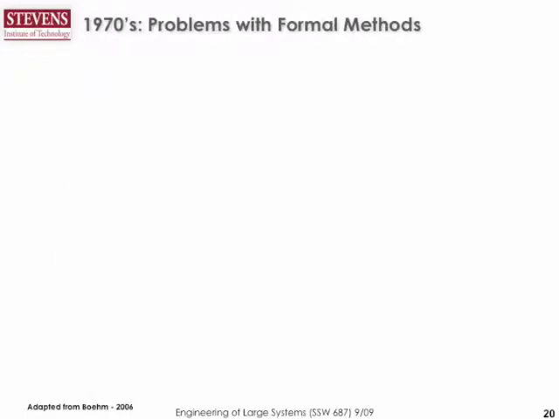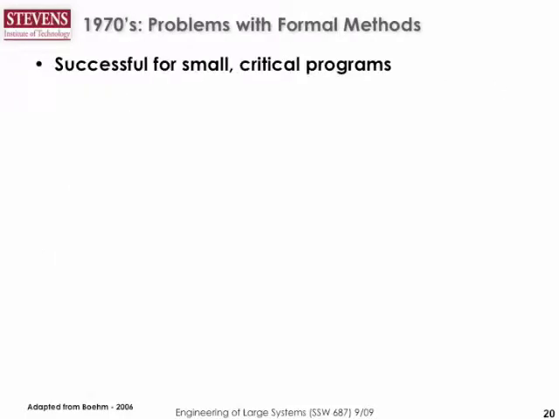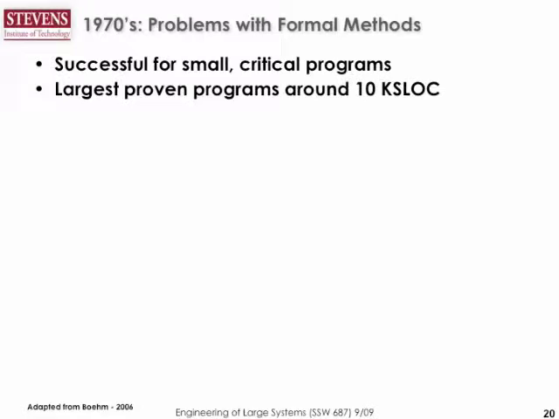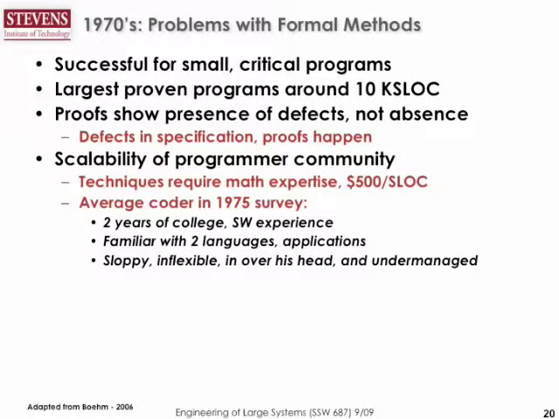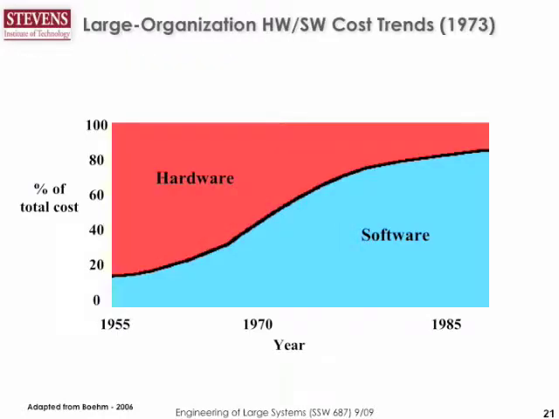Of course, there were problems with formal methods as well. They only seemed to work on small programs, and even then they only showed the presence of defects. They didn't prove the absence. They weren't scalable, and they required a lot of mathematics. We begin to see another change in economics, in a flip-flop of the hardware and software costs.